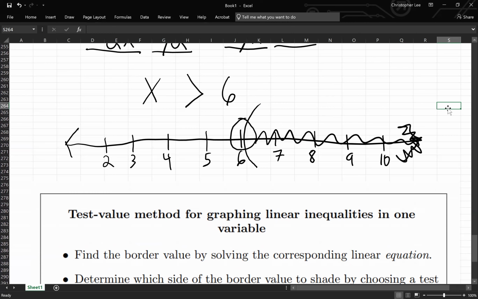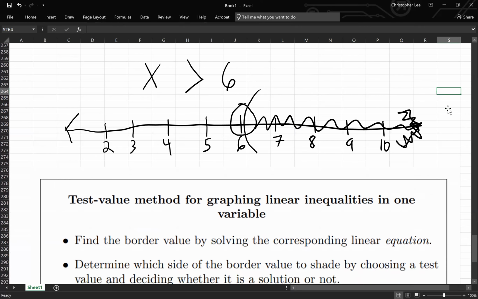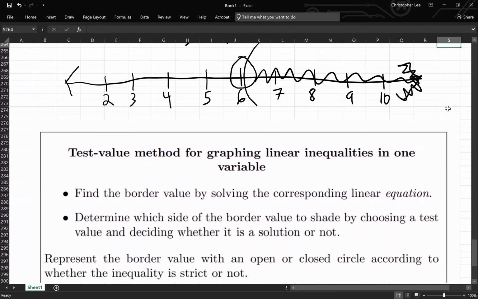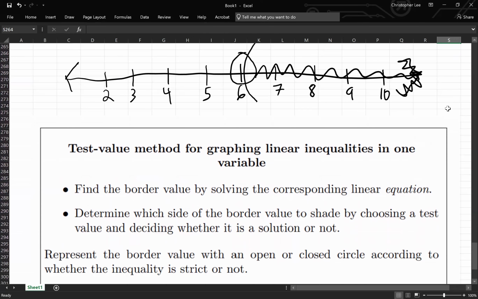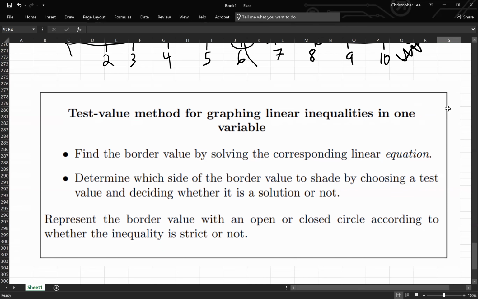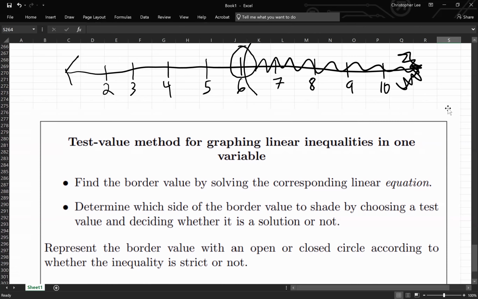All right. Anyway, test value method for graphing linear inequalities in one variable. So here's how you do it. First, you find the border value by solving the corresponding linear equation. Determine which side of the border value to shade by choosing a test value and deciding whether it is a solution or not. Represent the border value with an open or closed circle according to whether the inequality is strict or not.